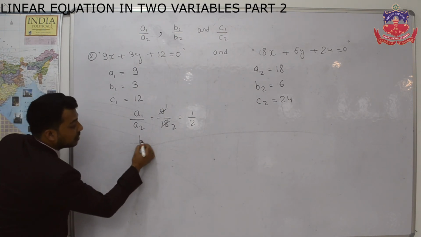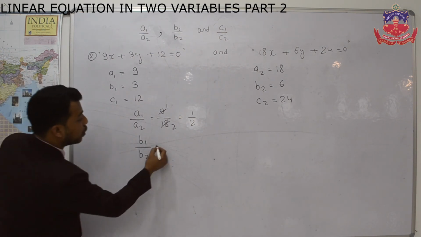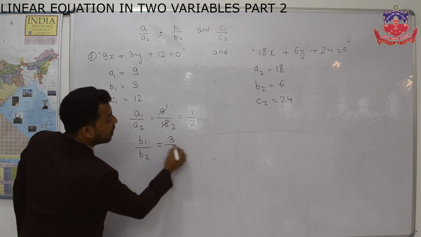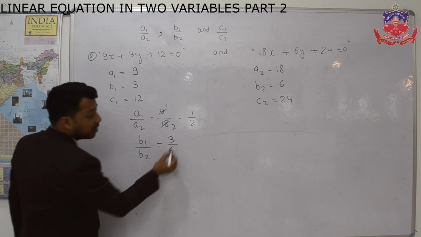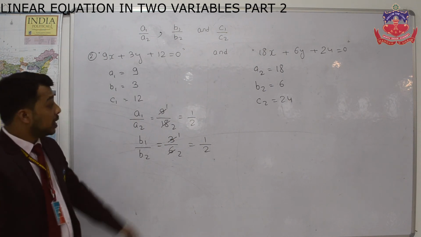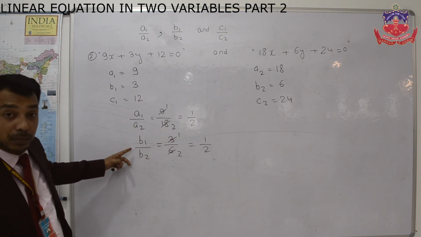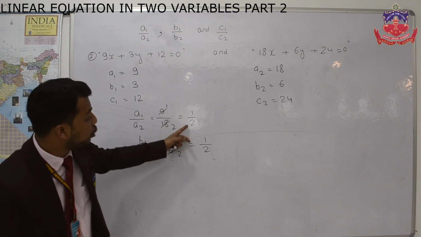Let's find the ratio for the second one. That is B1 by B2, where B1 value is 3, divided by 6. We can cancel this: 3 ones are 3, 3 twos are 6. It gives you the answer 1 by 2. So we see that the answer for the A ratio and the answer for the B ratio is the same, 1 by 2 and 1 by 2.